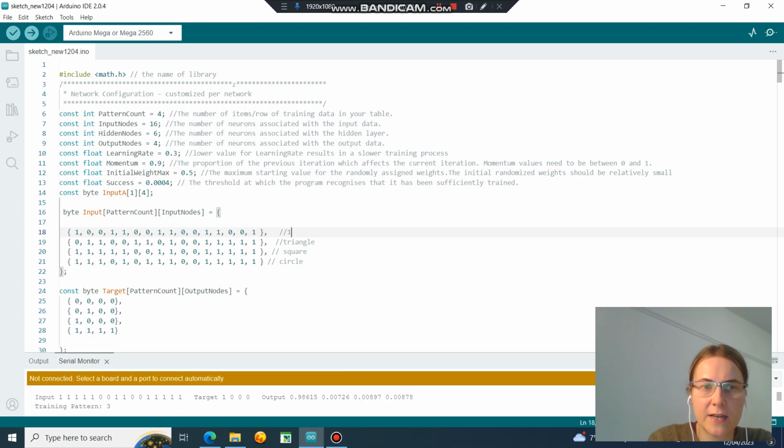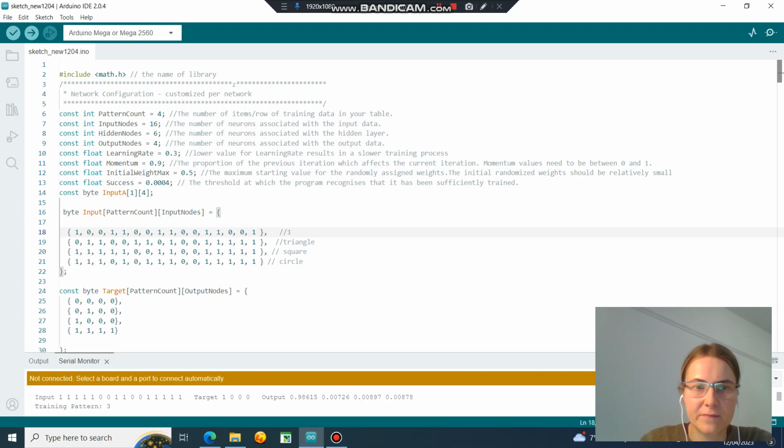For example, learning rate 0.3; a lower value for learning results in a slower training process. Some of the fixed values, I'm not sure if they are proper. I just used what was on the website. I don't know what is the optimum. I should create another neural network, for example with an Arduino Uno, take fewer neurons and try to compare what is the optimum.